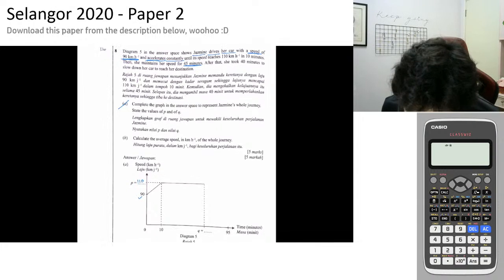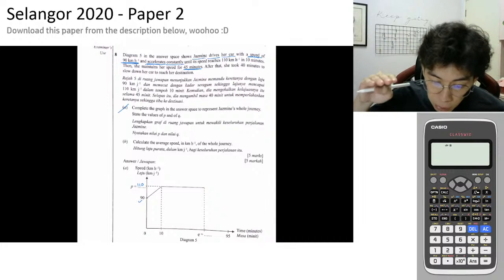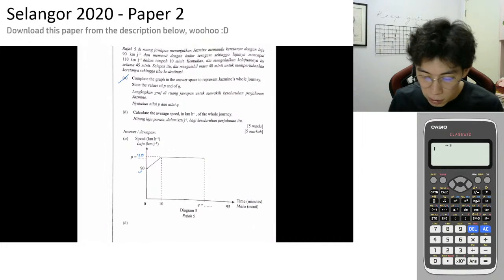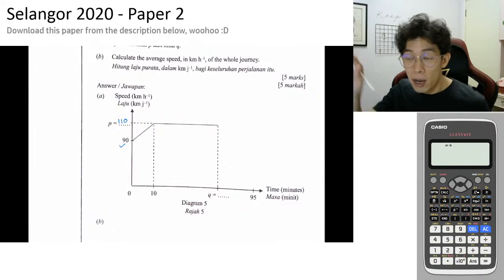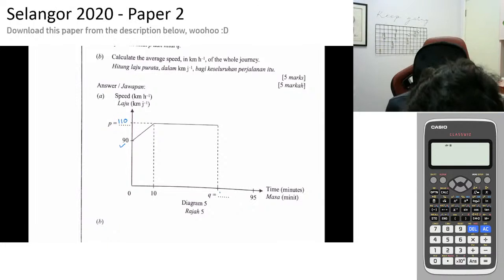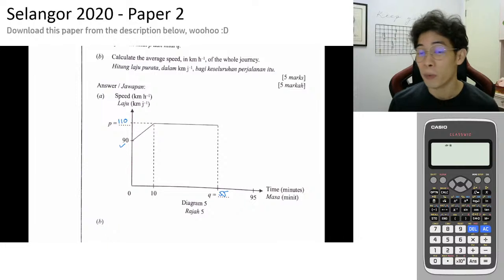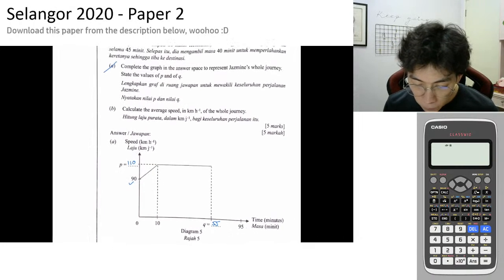And then the next one will be she maintained the speed for 45 minutes. It means what? This is the uniform speed part. So I just erase it. So maintain 45, so 10 plus 45 is 55. Okay, so 55. Maintain 45, so you add 45 to get 55.